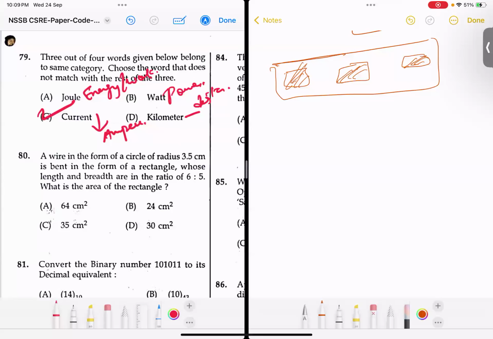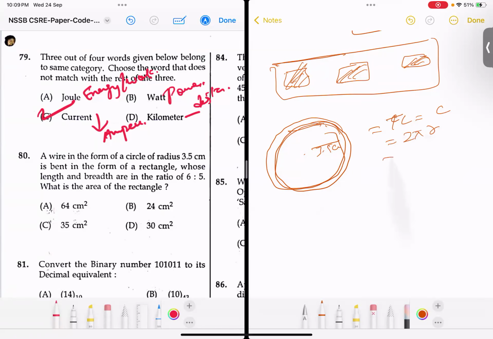Now, a wire is in the form of a circle of radius 3.5 centimeter. Now, let's find the circumference of it, the total length of the wire. So it will be the circumference, right? Total length is nothing but the circumference.